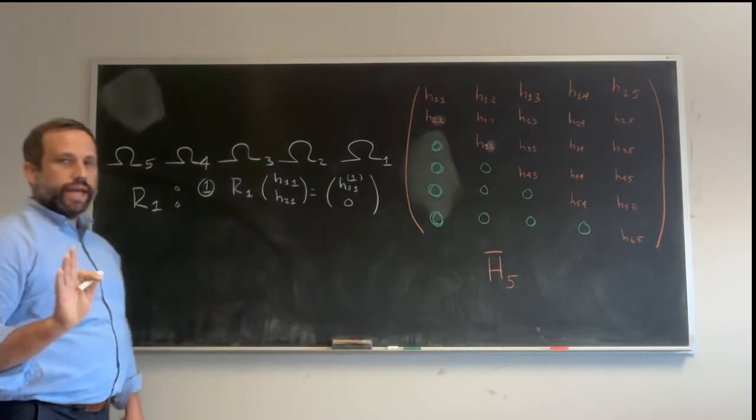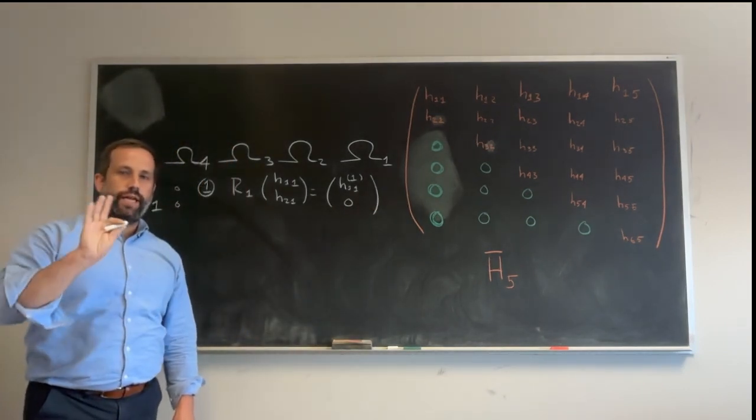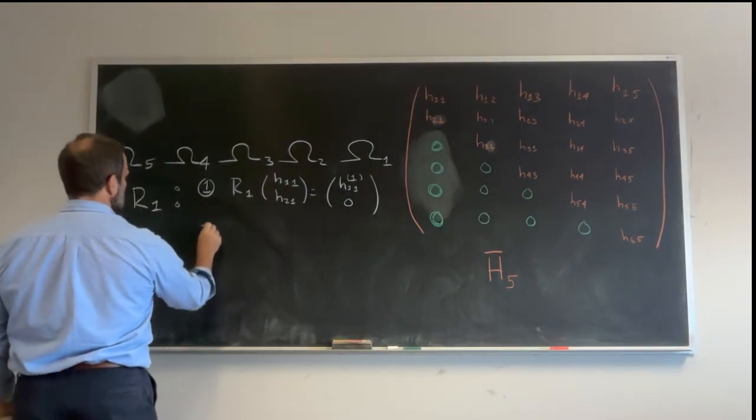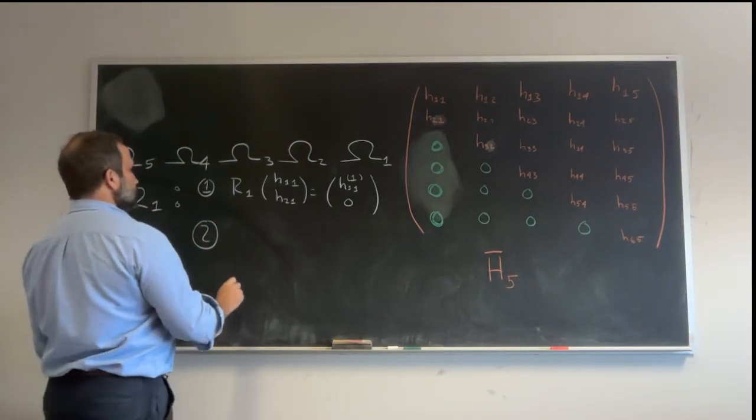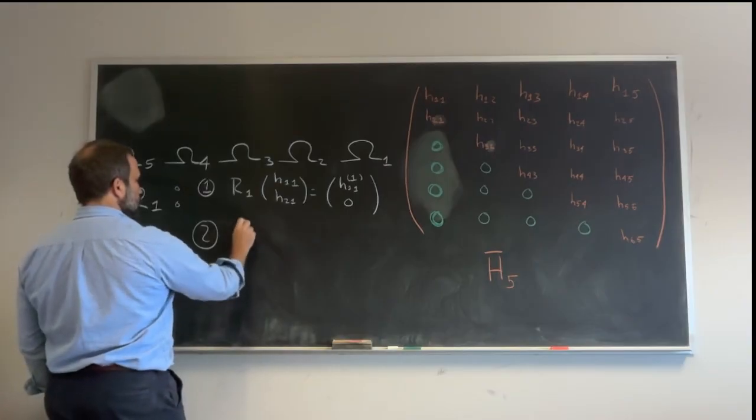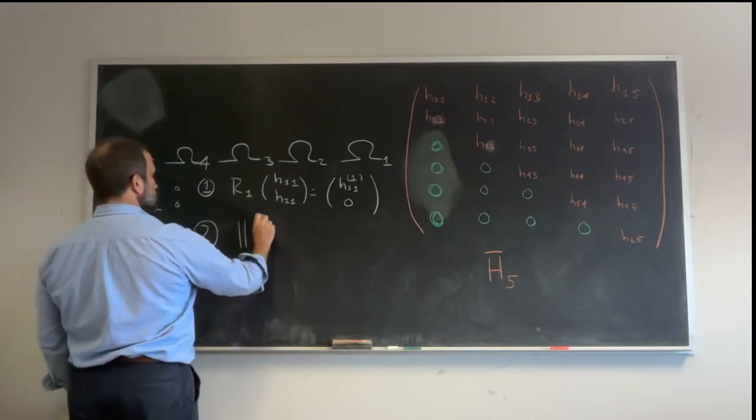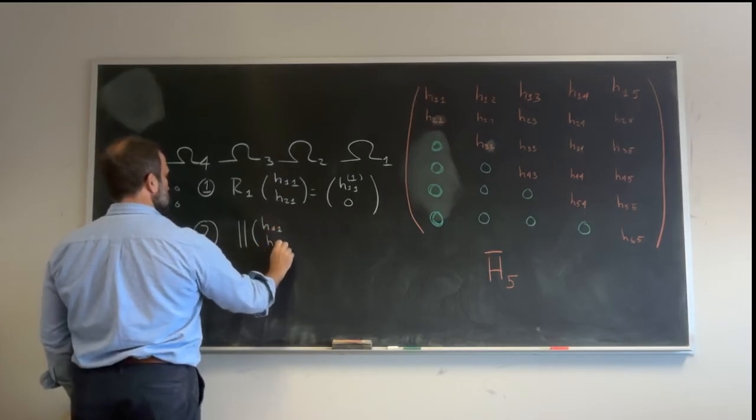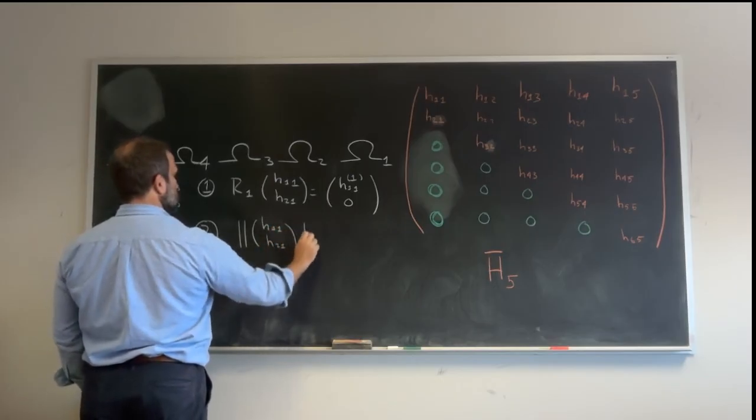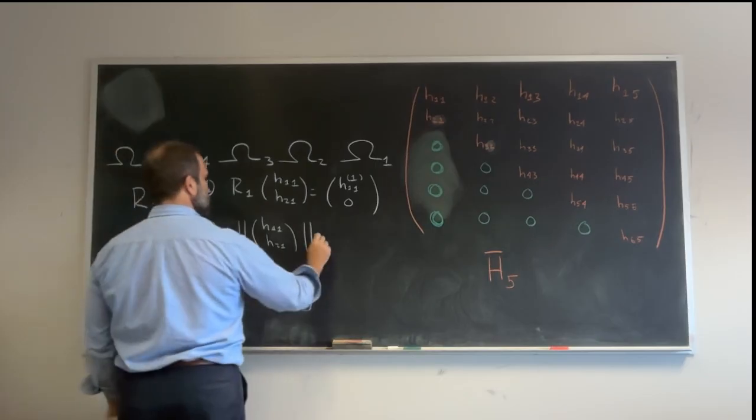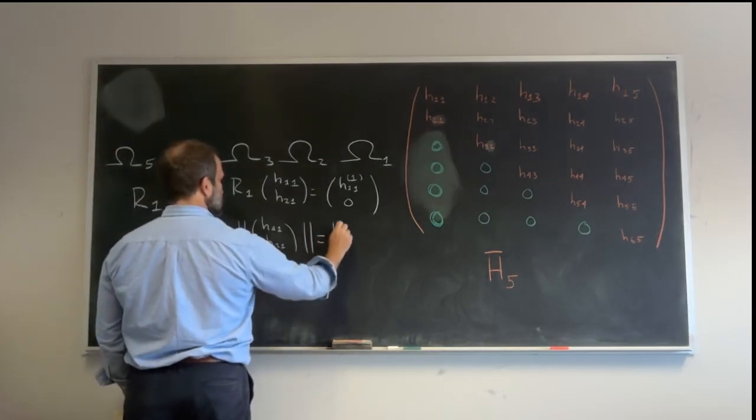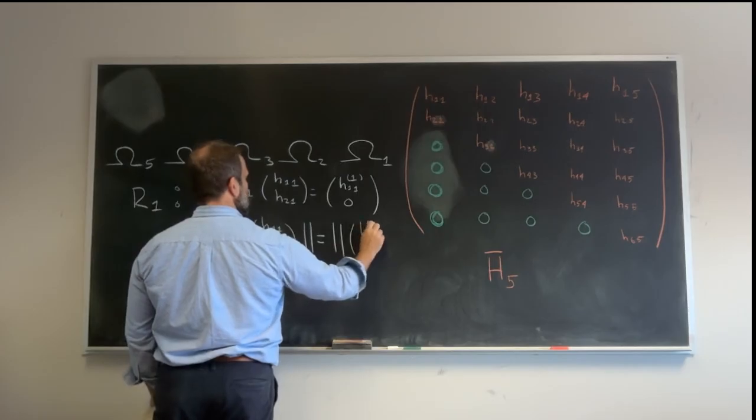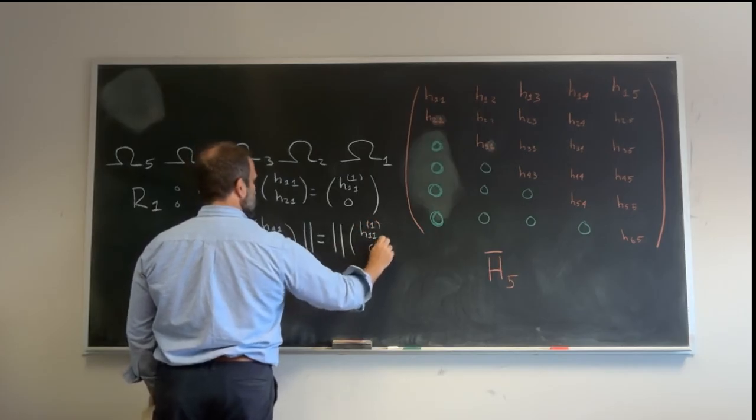Okay, but because I need to preserve the Euclidean norms of the things that are happening here, the other thing that I need to have happen is that the Euclidean norm of H11, H21 needs to be the Euclidean norm of the output vector.